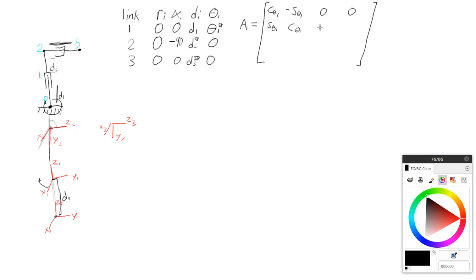And then what do we have here? We've got negative cosine theta 1, and then the sine of alpha 1. That is also going to bring us to a 0. This is using Ri again, which is a 0, so that term goes to 0. This guy here is always a 0. Then our sine of alpha 1, so the sine of negative 90, comes out to be 0. And then the cosine of alpha 1 comes out to be a 1. And this guy is just d1. And we've always got this 0, 0, 0, 1.